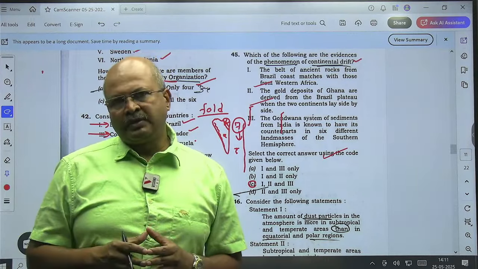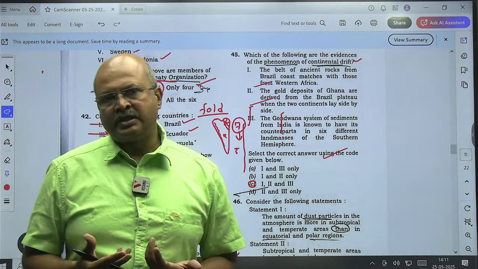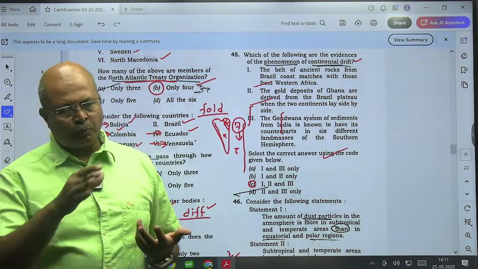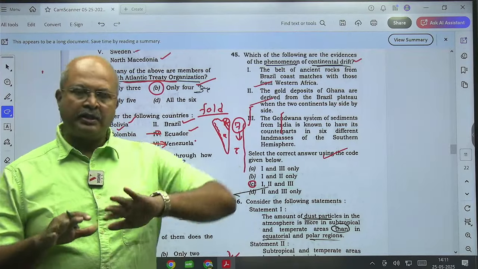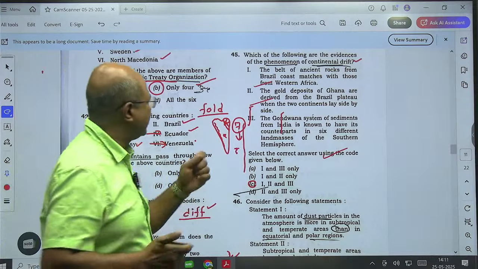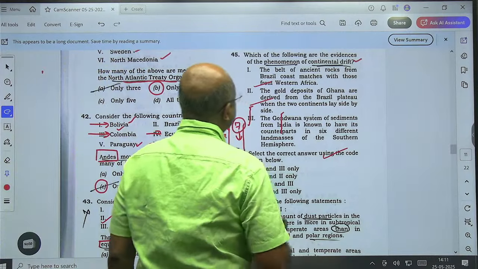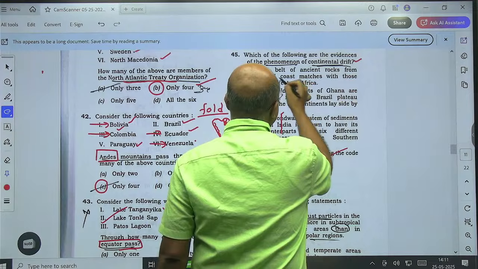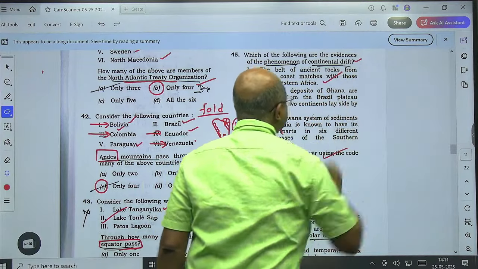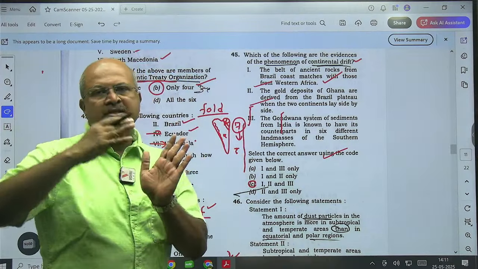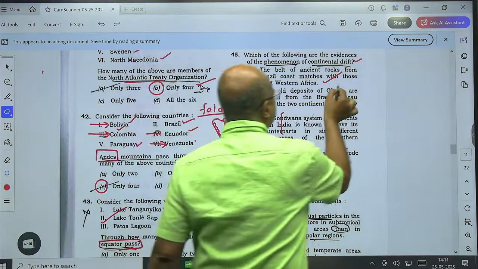But the major problem with the theory is the mechanism which he says. He says that there are 2 forces, that is polar fleeing forces and the tidal forces. And in fact, it was rectified by the plate tectonic theory. Now here, when you talk about the evidences, the belt of ancient rocks in the Brazil coast matches with that of West Africa. This is 100% correct, because we say the zig-zag fit of it.